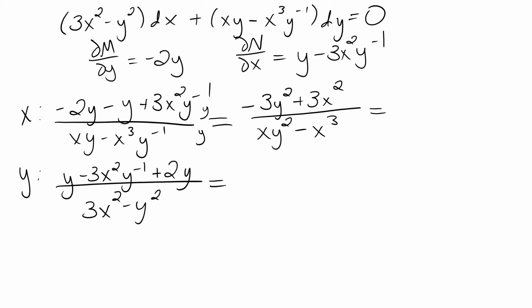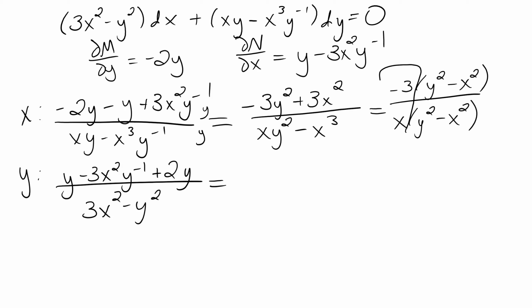Well, let's see. I can factor out an x in the denominator. I can factor out a negative 3 in the numerator. Oh, and I get negative 3 over x. So this is exact. I got lucky that the first one I tried actually worked. So this has an integrating factor of x. And now I could solve it.